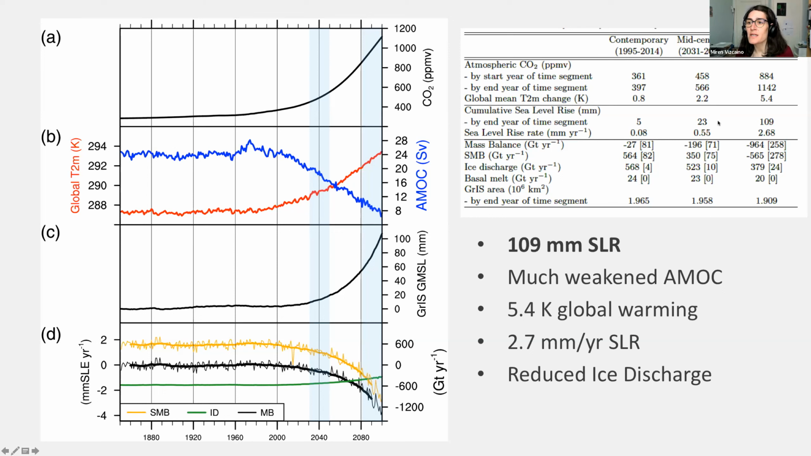Here is the cumulative sea level rise by mid-century, and by end of the century it is much more. So this is the sea level rise rate by mid-century, which is even below present day, possibly among other things because we don't include the ocean forcing, and here we are at almost 3 millimeters per year.